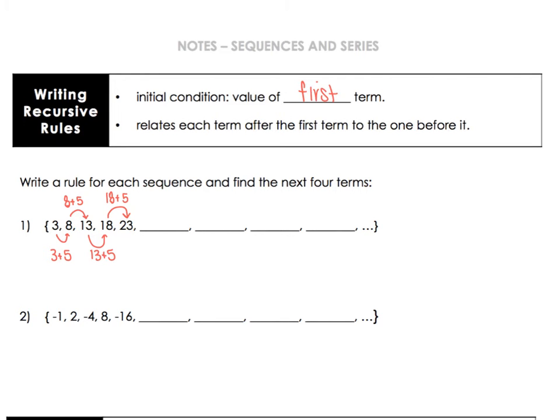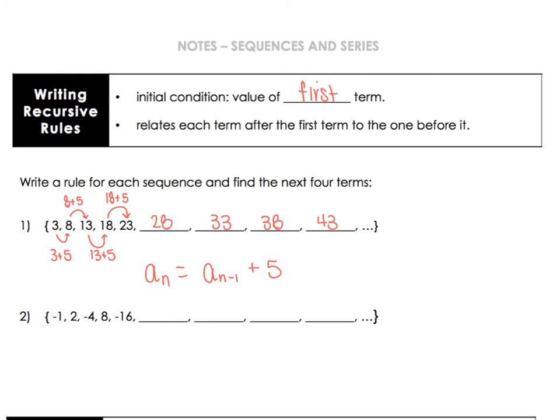So you can see that clearly, if we're trying to write a rule here, we're going to take our previous term, remember that's a sub n minus 1, that's previous term, and we're going to add 5. So we can find some more terms here. We're going to add 5. We had 28. Add 5, 33. Add 5, 38. Add 5, 43. And you could keep going.